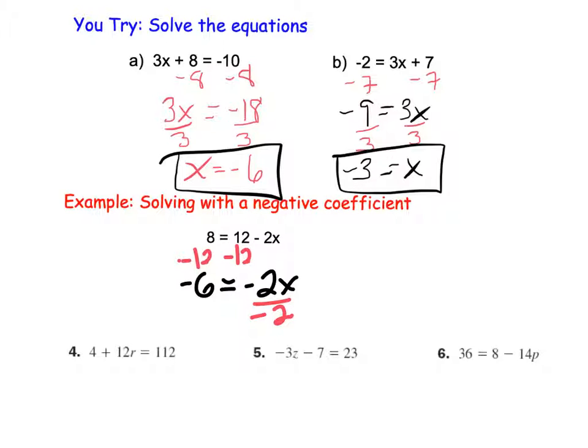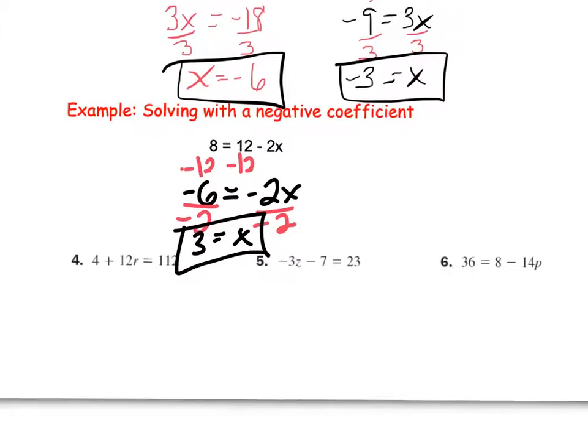And now we just undo our multiplication with division. And we are left with a final answer of a positive 3. So negative 6 divided by negative 2 is a positive 3. Let's do some more here.